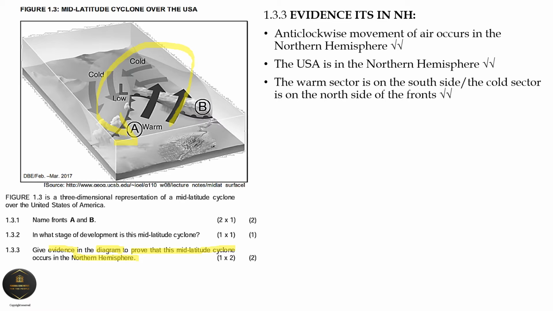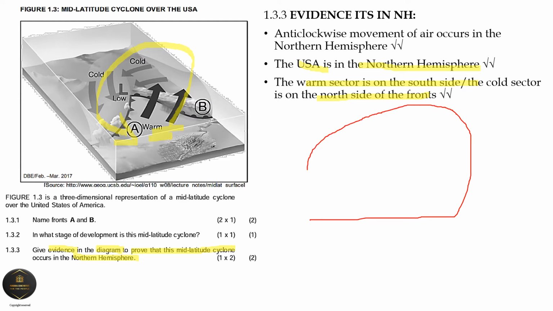And another piece of evidence from the diagram is that you were told that this is happening in the USA, and we know that USA is in the northern hemisphere. And another thing is that the warm sector is on the south side, so the warm sector is below, and the cold sector is on the north side of the front. And why is that the case?